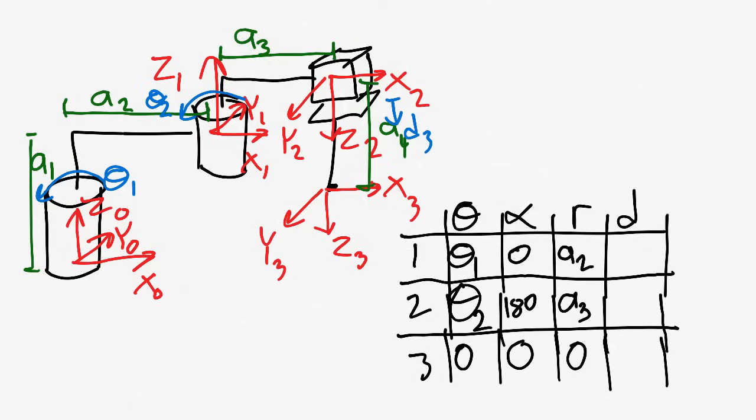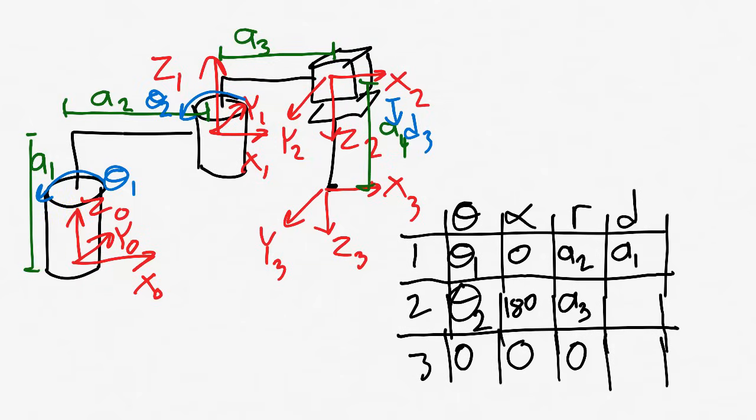Lastly, let's fill in the D column. D is defined as the distance between the centers of the two frames in the Zn-1 direction. So for the first row, we're going to look at the distance between the center of frame 0 and the center of frame 1 in the Z0 direction. Here, that amount is A1.